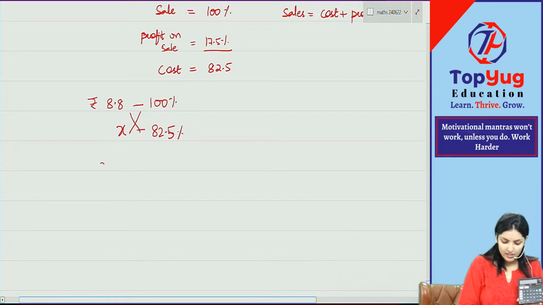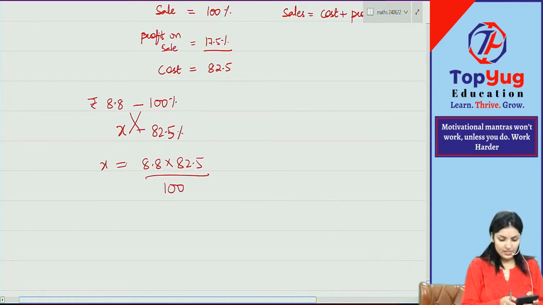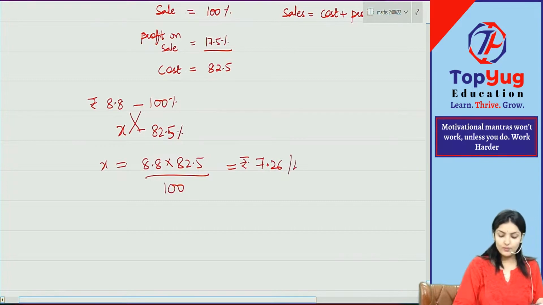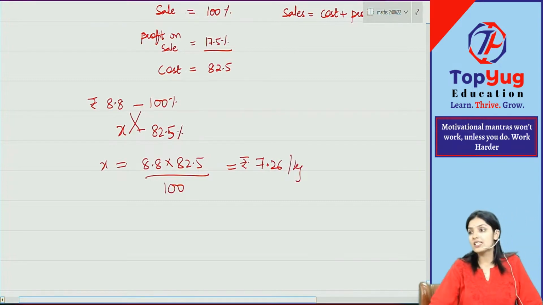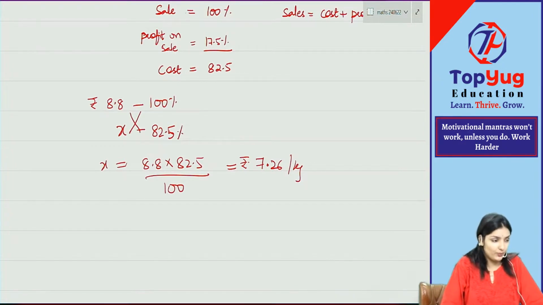So this is X. Using the X method, X is equal to 8.8 into 82.5 divided by 100. Tell me what is the answer. 7.26 is your cost. What is your cost? 7.26 per kg is the cost.